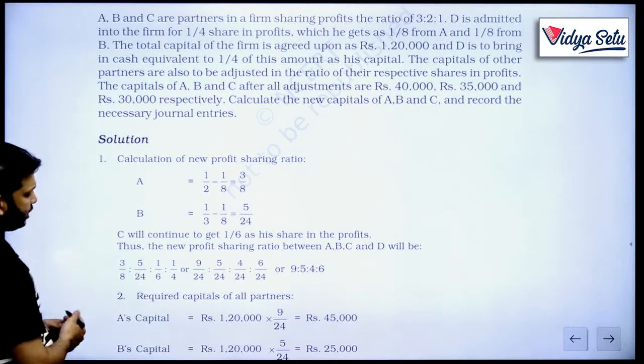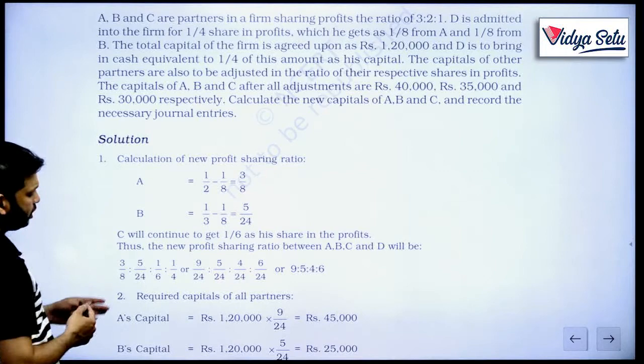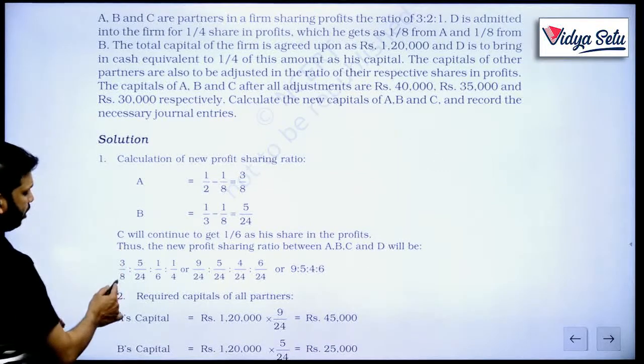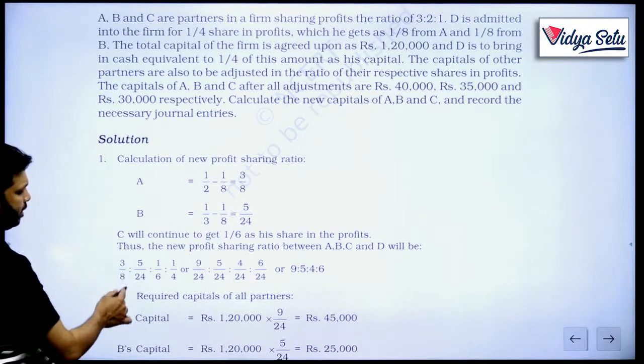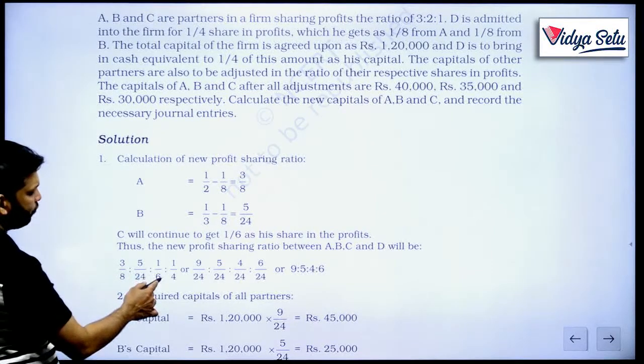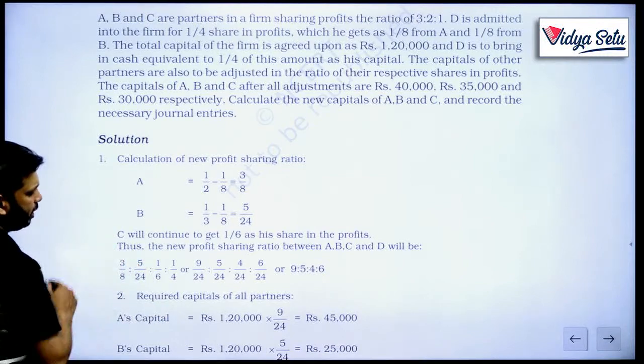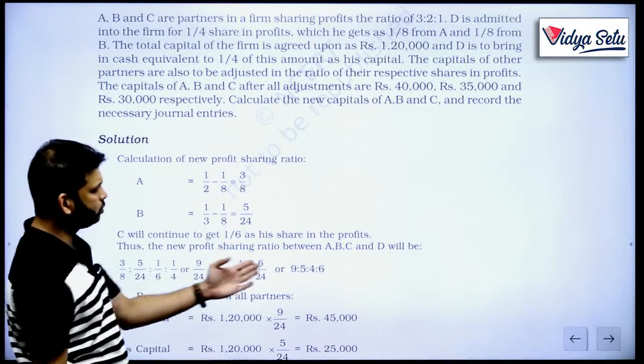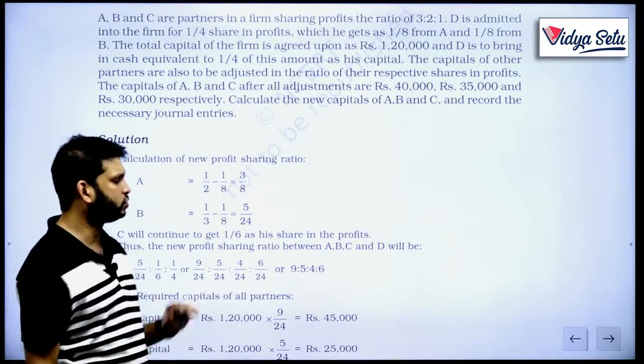Now, we need to find the LCM. Now, what is it? 24 becomes the LCM. So, we have to make 8 into 24, multiply by 3. This is already 24. This will be 6 into 24, multiply by 4, and 4 into 24, multiply by 6. And hence, we got our new ratio 9:5:4:6.